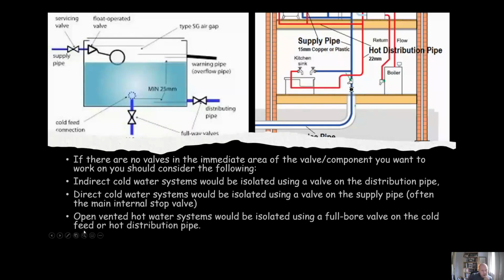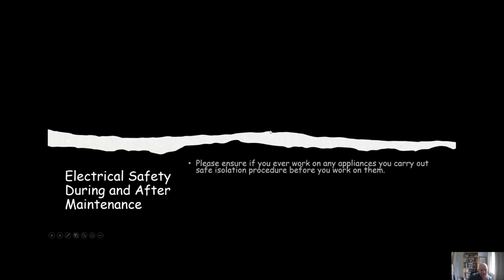If you're working on the hot water side, it's worth mentioning at this point, there should be a valve on the cold feed to the cylinder, so you could switch it off there, or ideally you'd switch it off close to where you're working, at a service valve before the appliance.